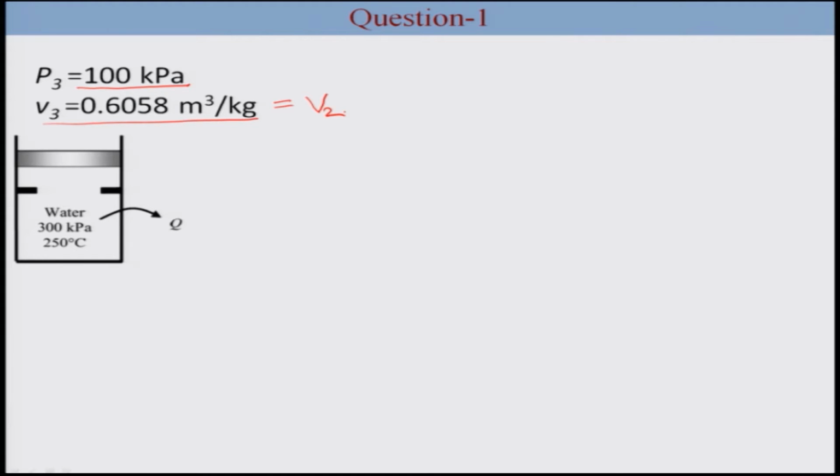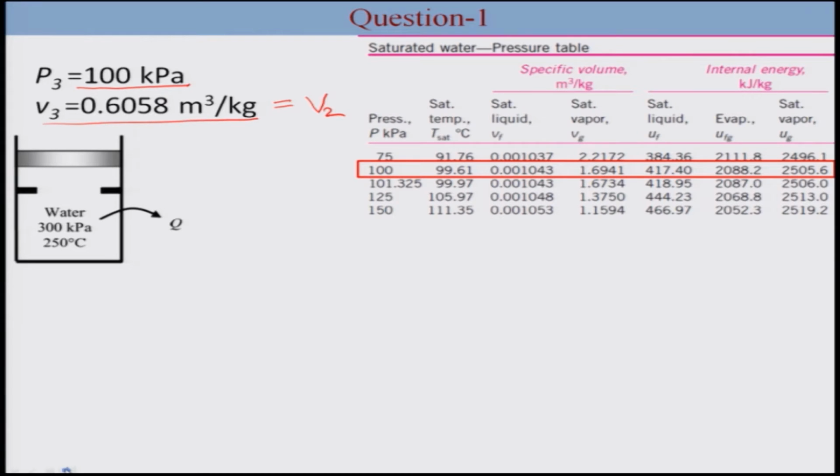From the saturated water table at 100 kilopascal, the saturation temperature is 99.61 degrees Celsius and the specific volume of liquid is 0.001043, and for vapor it is 1.6941. So, the specific volume of our system lies between vf and vg. It means that the system is a mixture of saturated liquid and vapor. So, we need to calculate the quality of this mixture.